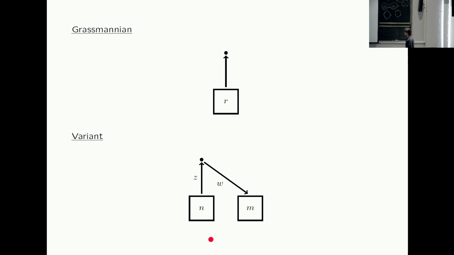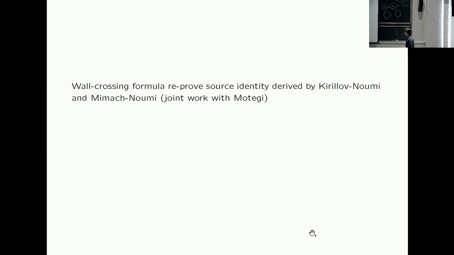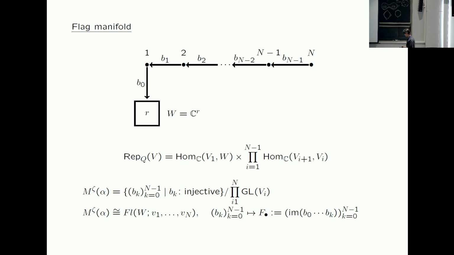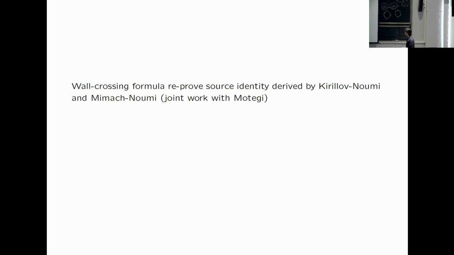And we have some variants of Grassmannian. Then we get wall crossing. So in this setting, the wall crossing formula gives a source identity derived by Kirillov Noumi and Mimachi Noumi. This is joint work with Motegi.